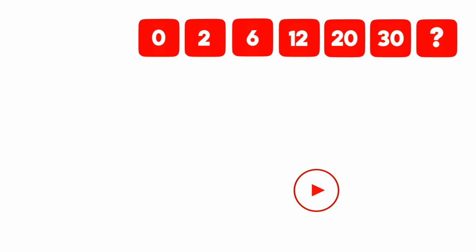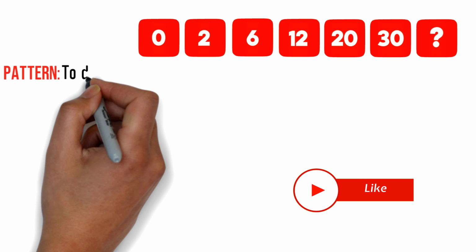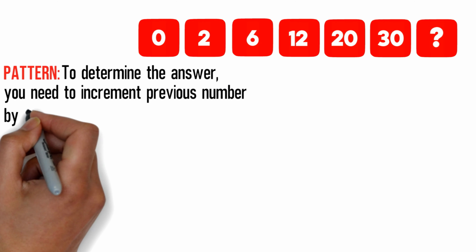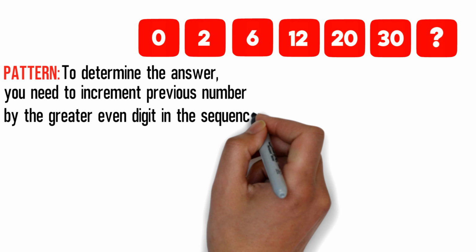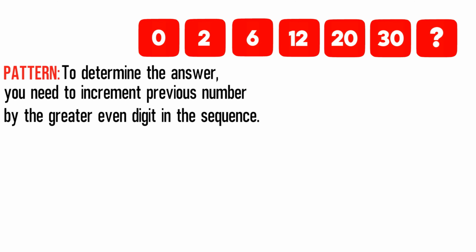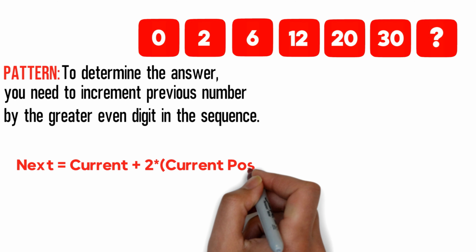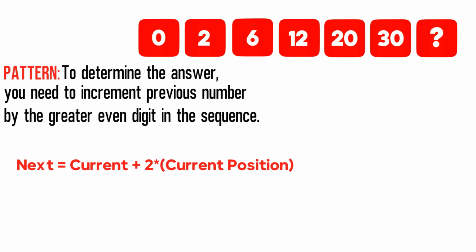As with any type of question, the key is to determine the pattern. To determine the answer in this particular case, you need to increment the previous number by the next greater even number in the sequence. You can even come up with a formula. And in our case, the formula to determine the next number would be current number plus 2 multiplied by current position. Let's see how it works.